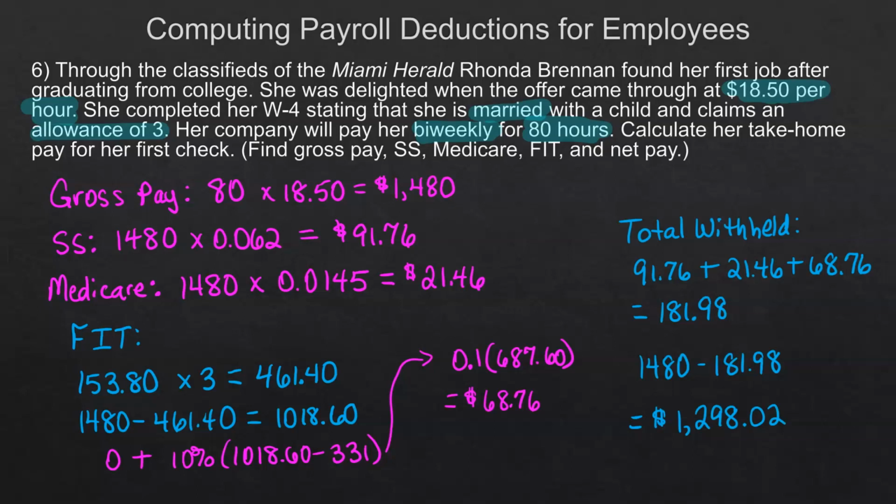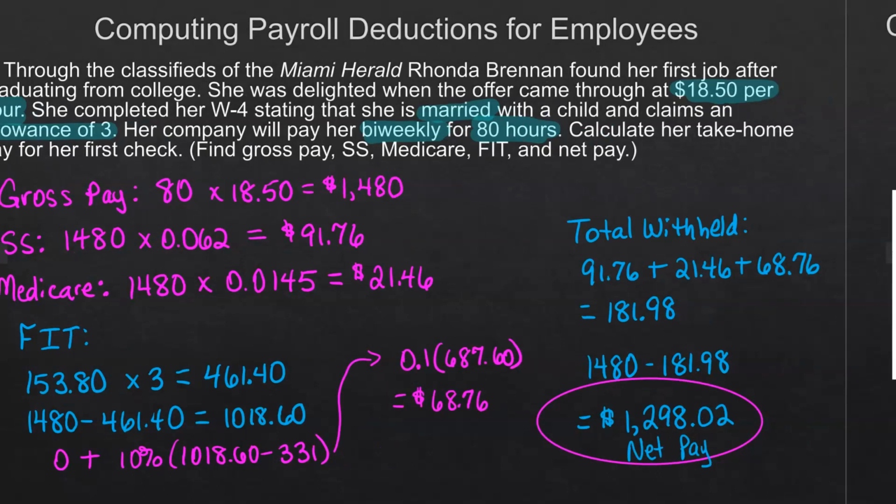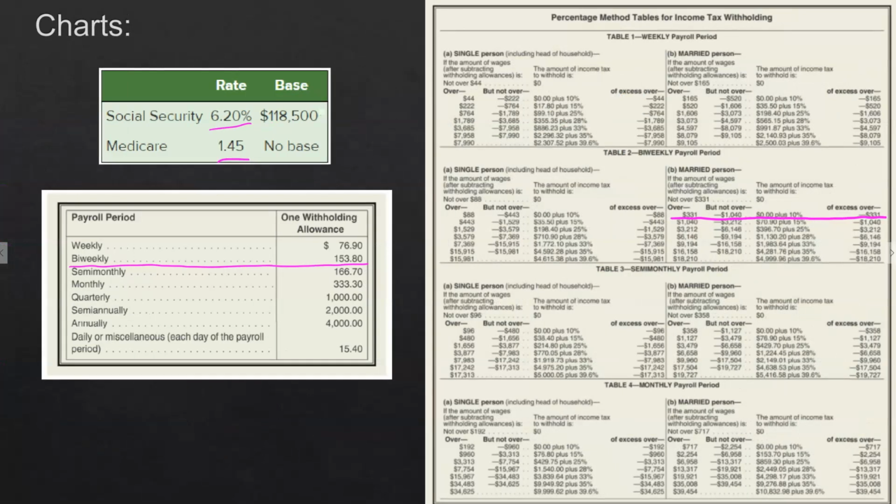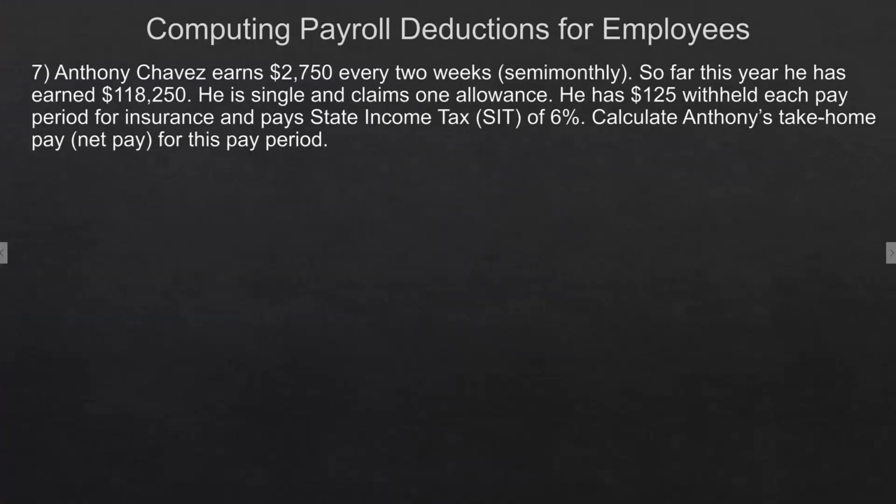Double check my numbers here. And this, we did all this work to find this number, right? Net pay. That's what that is right there. Right? Net. Okay. Now we're going to use these charts on the last example here also. So we're going to have this one. We have several things to calculate on this.